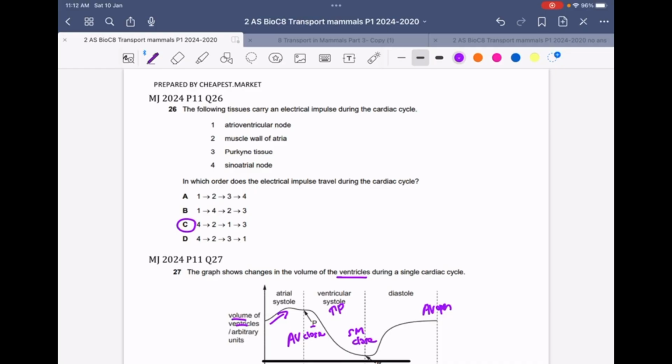Okay, which is first will be the sinoatrial node. Sinoatrial is a pacemaker. It will initiate the heartbeats, and then move to the muscle wall of the atria, which is located with the atrioventricular node, and then followed by the Purkinje tissue, which will stimulate the contractions of the left ventricle and the right ventricle.